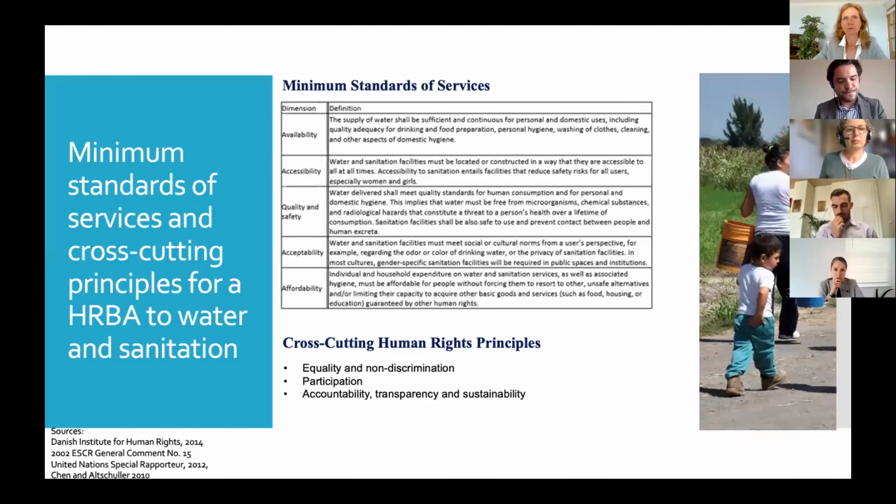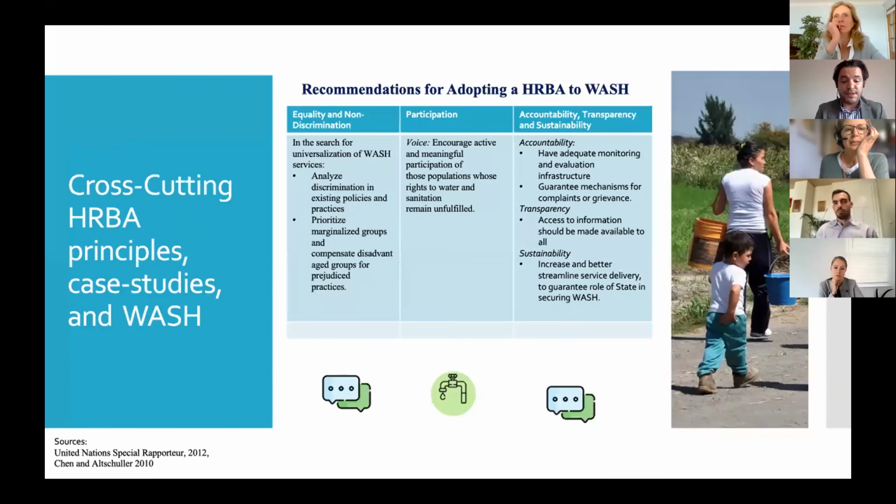So this slide, as we all know, represents the minimum standards of services and the cross-cutting human rights principles of a human rights-based approach. And using this, what we recommend moving forward is our first series of recommendations suggest that countries promote these cross-cutting principles for a human rights-based approach, including equality and discrimination, participation, accountability, transparency, and sustainability. The issue of participation, for example, maps onto the framework we introduced here because it highlights the importance of voice in ensuring state accountability. In Mozambique, for example, rural areas face significant challenges in communication regarding invoicing processes, institutional complaints, and reading of water bills.